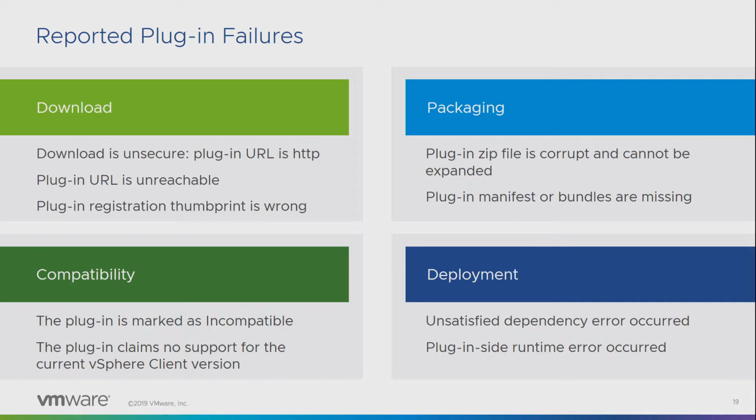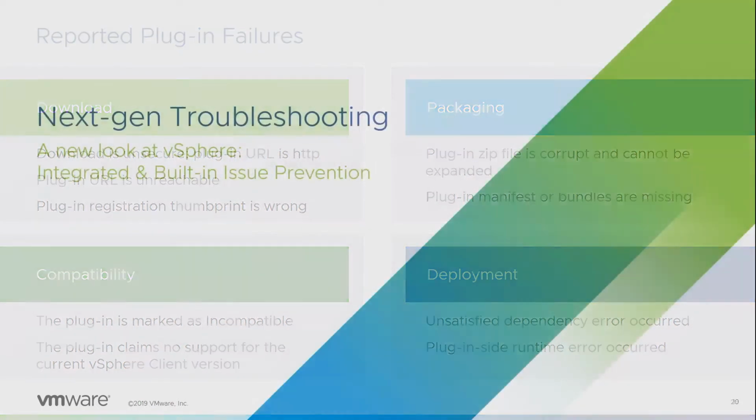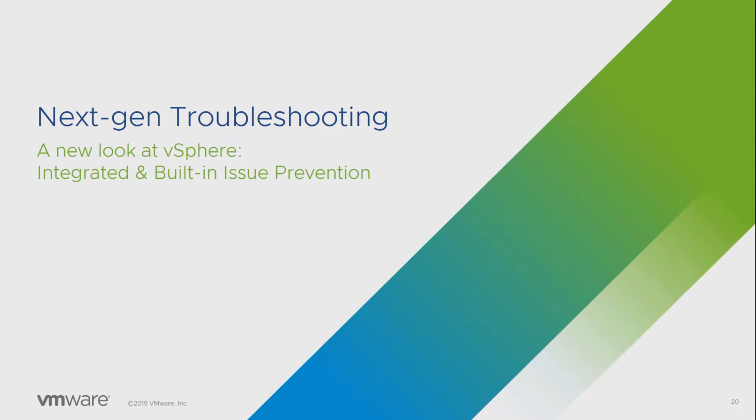Thumbprint or URL is unreachable. With regards to packaging, that's usually a bug on the vendor side or in the client, and it's that some artifact is missing that's expected. Compatibility, there are 2 types. It might be incompatible because the plugin says so, I don't support this version of vSphere, or it might be blacklisted. And with regards to deployment, those are mostly general errors.